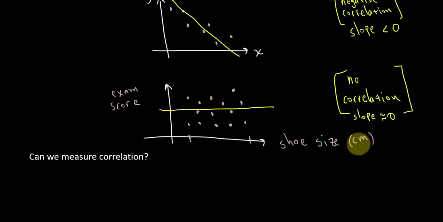So far we've got some pretty broad categorizations here for correlation. We've got a positive correlation, we've got negative, and then also no linear relationship.